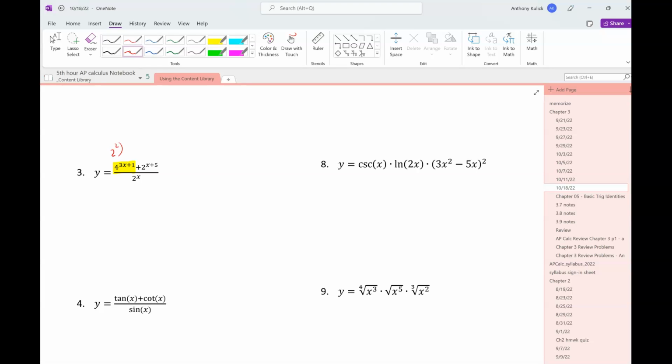4 is the same as really 2 squared. So if I make an exponent of an exponent, that's the same thing as 2 to the 6x plus 2.